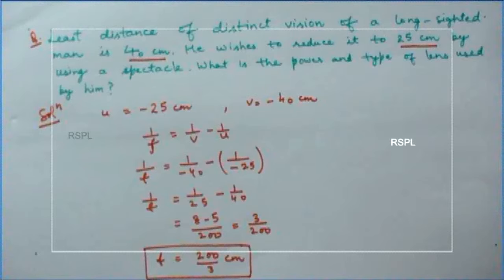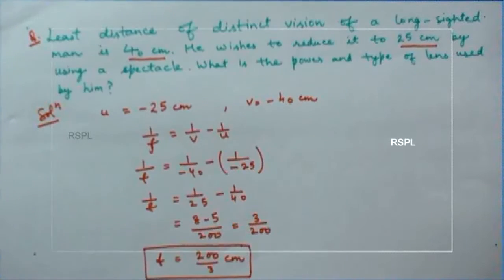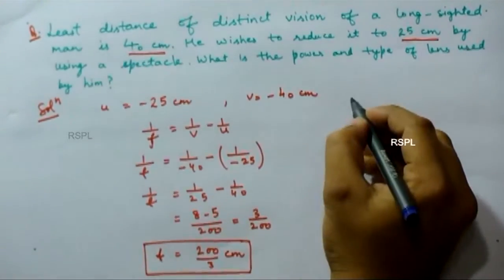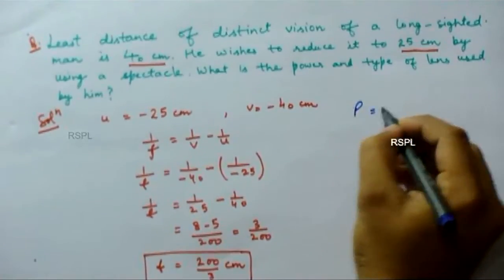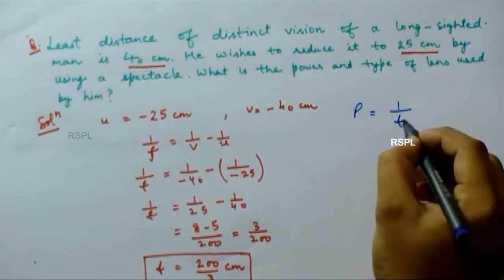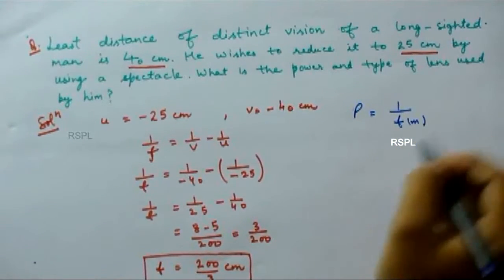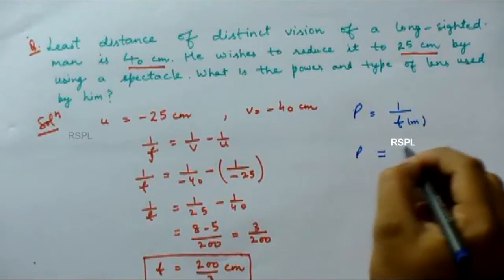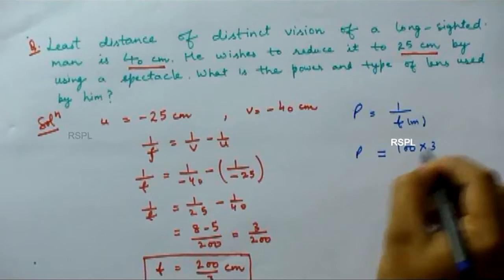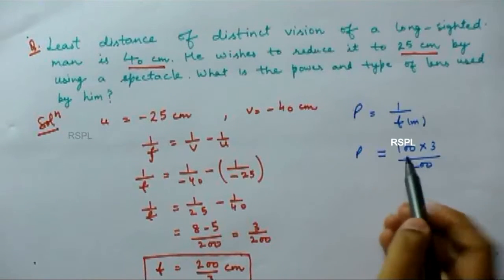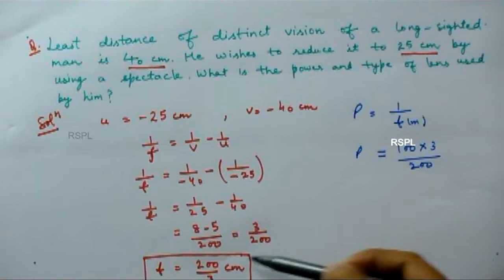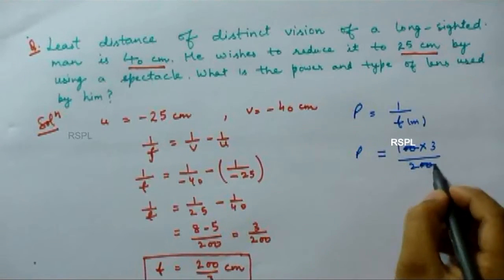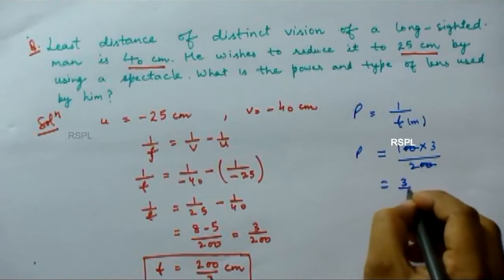So now to calculate the power of the lens, we have f is equal to 200 upon 3 centimeters. We have a formula for the power, which is P is equal to 1 over f. Here f should be in meters. So putting the values of f here, we get P is equal to 100 into 3 over 200. This 100 has been put here so that the centimeter can be converted into meters. Cancelling these two zeros, we are left with 3 upon 2.